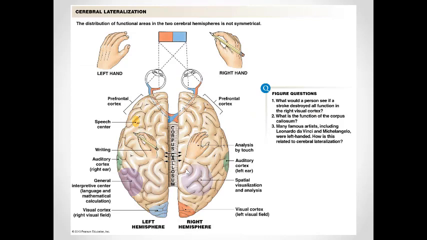So let's take a little bit of a look at how the brain is wired. Here I have a diagram. You have your left hand and your right hand, and left eye and right eye. And I have two lobes, my right hemisphere and my left hemisphere. There is a specific set of neurons that connect the left hemisphere to the right hemisphere, and that area is called the corpus callosum.